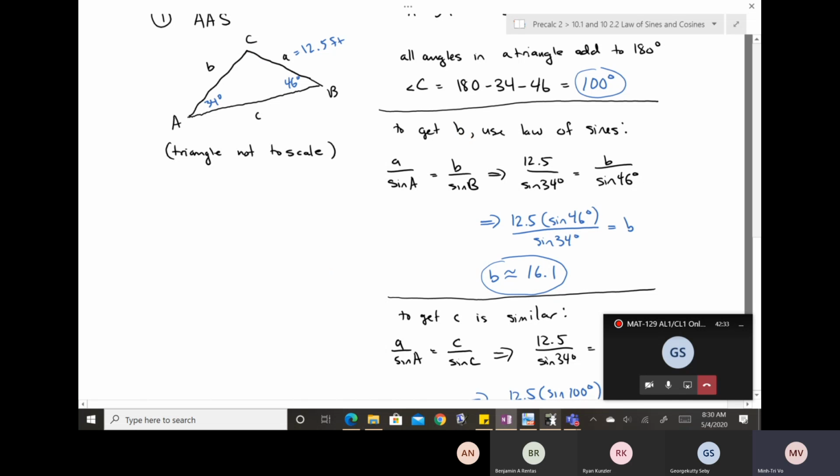right? So we've previously determined angle C, right? So angle C was 100 degrees, and now the only thing that's missing is side C, right? So again, we can relate it to side A and angle A because that's the one where we know completely.